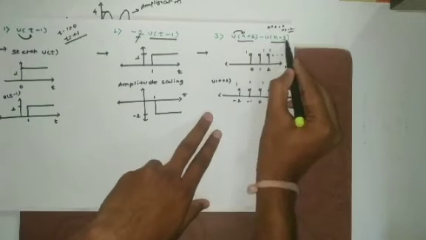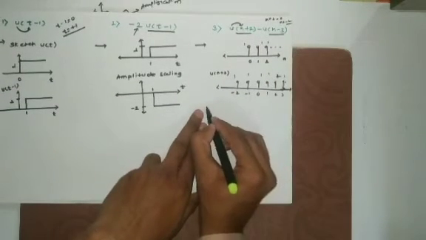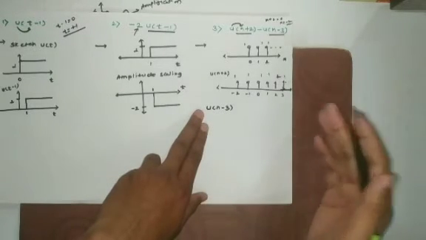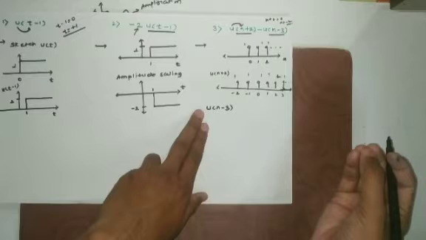Similarly, we have to draw u of n minus 3. So equating n minus 3 to 0, we'll get n is equals to plus 3.